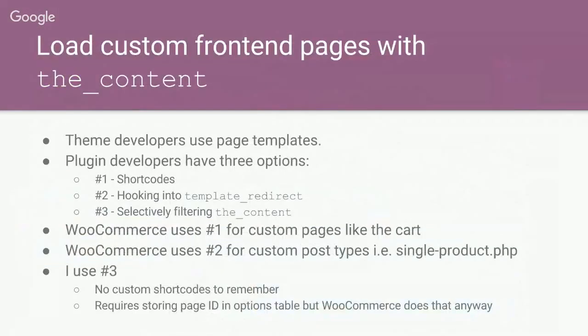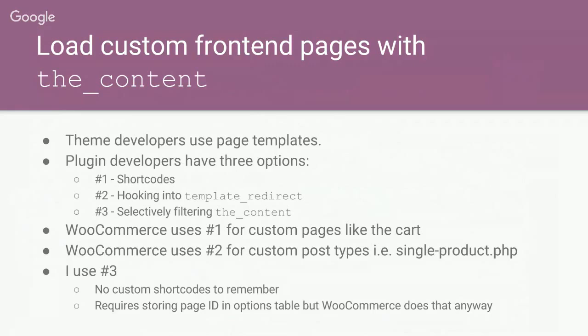Load custom front-end pages with the content. This is my opinion. So basically, theme developers, if they want to add a custom front-end page, they will use a page template. Plugin developers cannot do that. You can't drop a page template in someone's theme. So you have three options. You can do shortcodes, where the user will add a shortcode to output your functionality, your custom page. You can hook into template_redirect, where basically you say, hey, don't load your template, use my template. Or you can selectively filter on the content.